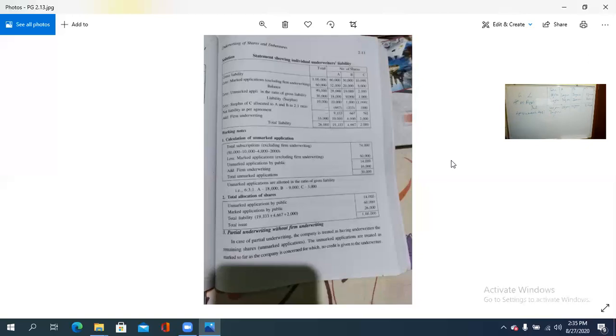6 lakh, 60,000 divided by 1 lakh into 30,000. So it is 18,000 for the first case. Then second is 30,000 divided by 1 lakh into 30,000. So 9,000 for the second case, and 9,000 plus 80,000 minus 30,000, 3,000 for the third case. Okay.